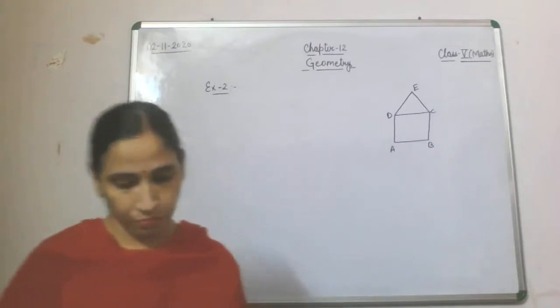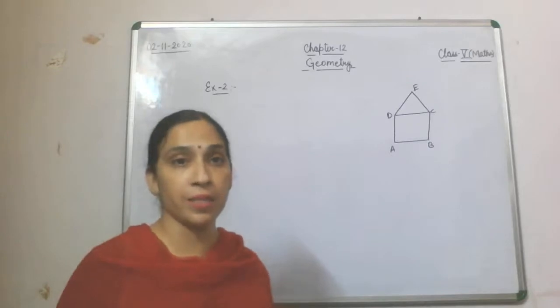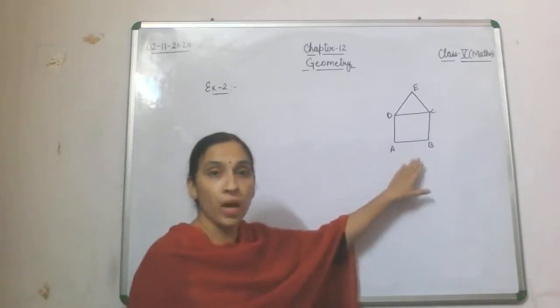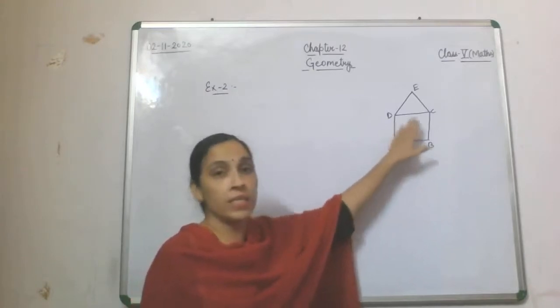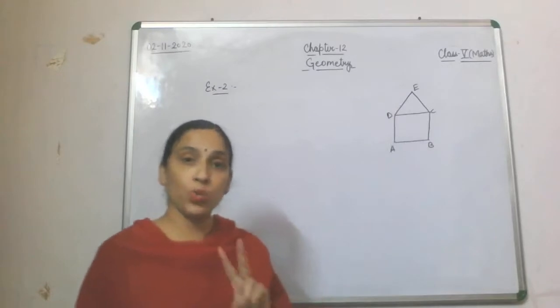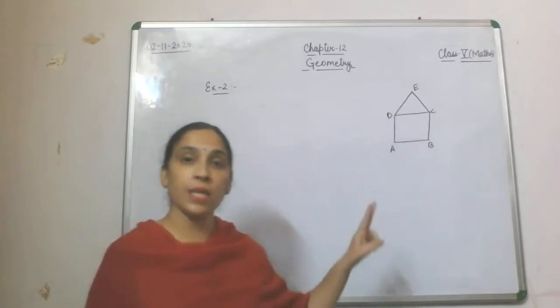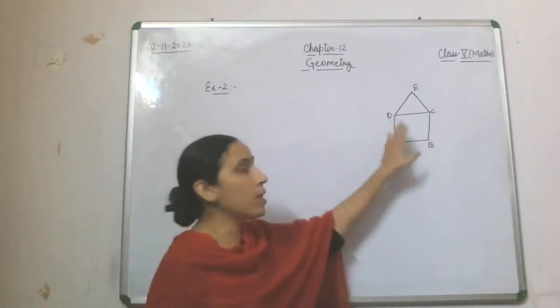Now look at the figure, name different line segments. In this figure, you have been given line segments, because all of these line segments have two endpoints and a specific length. It means they are following the properties of a line segment. So these all are line segments.